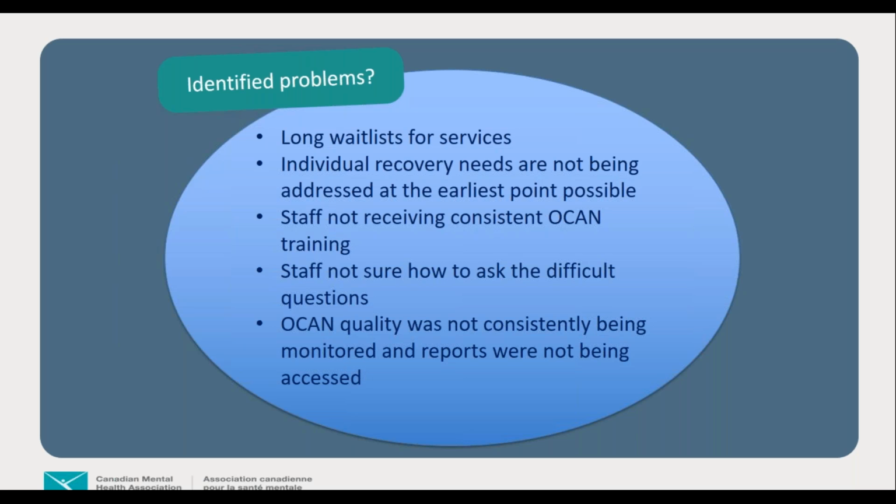Some of the identified problems that we were having were long wait lists for service. Also, individual recovery needs were not being addressed at the earliest point possible. Staff were not receiving consistent OCAN training, and staff were not sure how to ask those difficult questions during the assessment and in goal setting. The OCAN quality was not consistently being monitored, and reports were not being accessed.